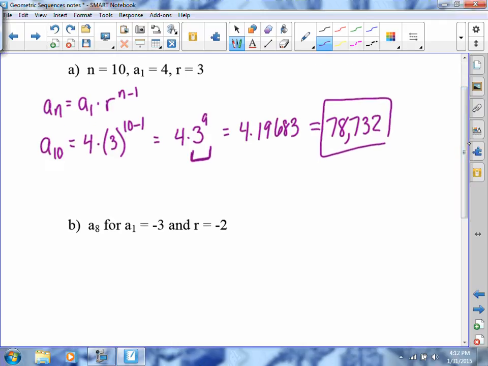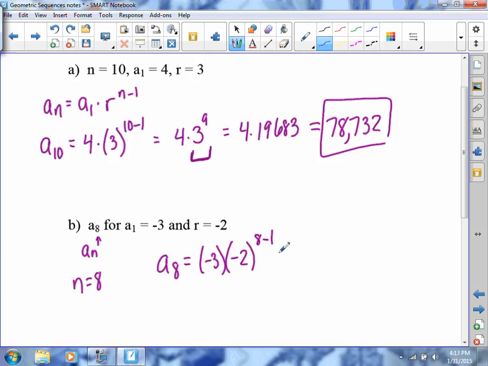Okay, let's try it for part B. Here we're finding a sub 8. So it's just written a little bit different now. Okay, so they're telling us right here, usually this is a sub n, and they told us we have a sub 8. So that means n is 8. That's what they're telling us there. All right, so I'm going to find a sub 8. My a1 term is -3. I'm going to put it in parentheses just because it's negative. And my rate is -2. Oh my goodness, you can have a negative rate? Sure you can. And then I'll have n minus 1, so 8 minus 1.